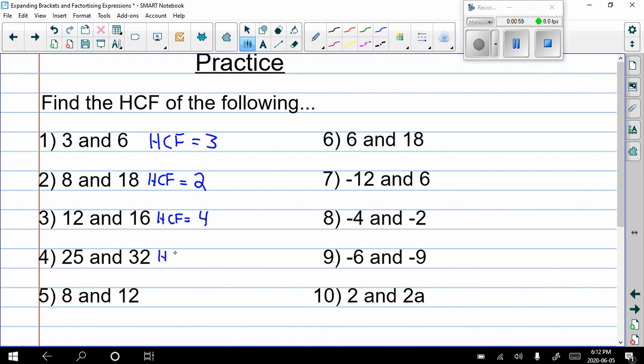Next, our highest common factor of 25 and 32. Well, all the factors of 25 are 1 times 25 and just 5 times 5. So we have to ask ourselves, can 25 go into 32? No. Can 5 go into 32? No. Well, 1 can, so our highest common factor is technically 1, or I would almost say no highest common factor in this case. Our highest common factor of 8 and 12 is going to be 4 here.